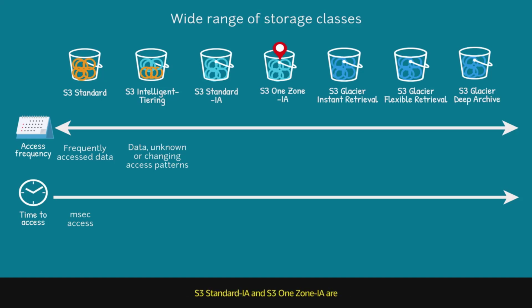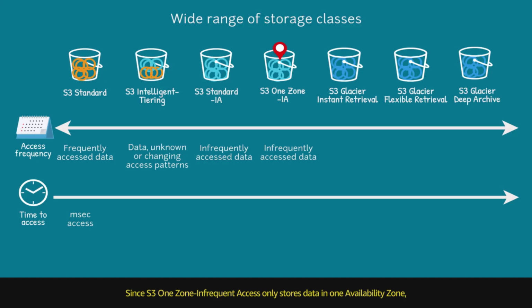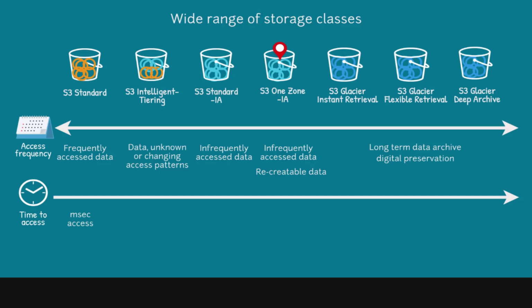S3 Standard-IA and S3 One Zone-IA are for long-lived, but less frequently accessed data. Since S3 One Zone-Infrequent Access only stores data in one availability zone, it fits best for recreatable data. S3 Glacier Instant Retrieval, Glacier Flexible Retrieval, and S3 Glacier Deep Archive are for long-term data archive and digital preservation.